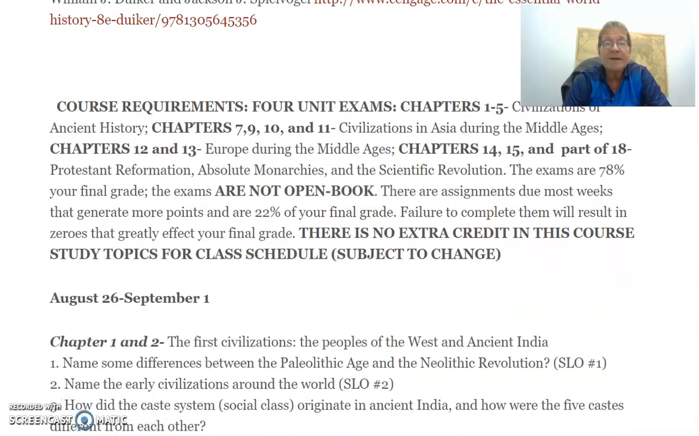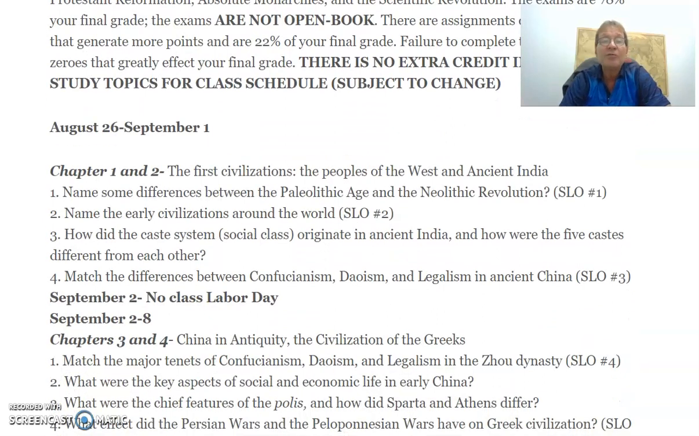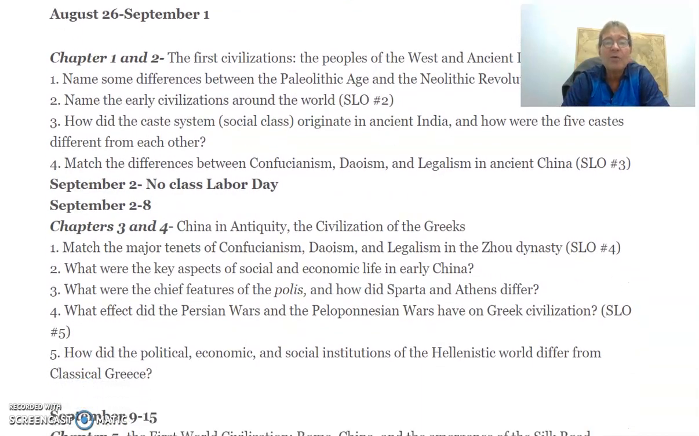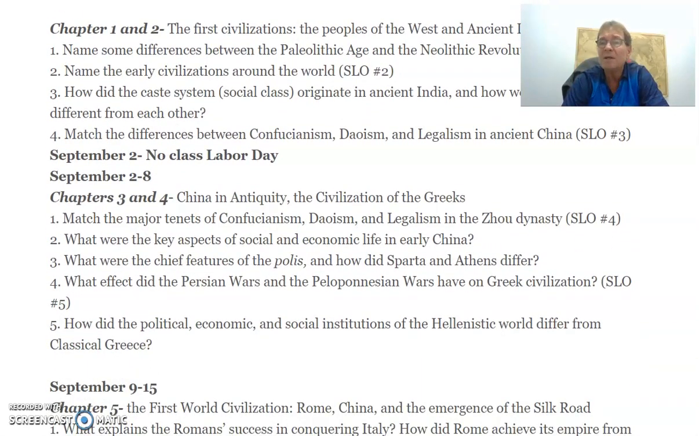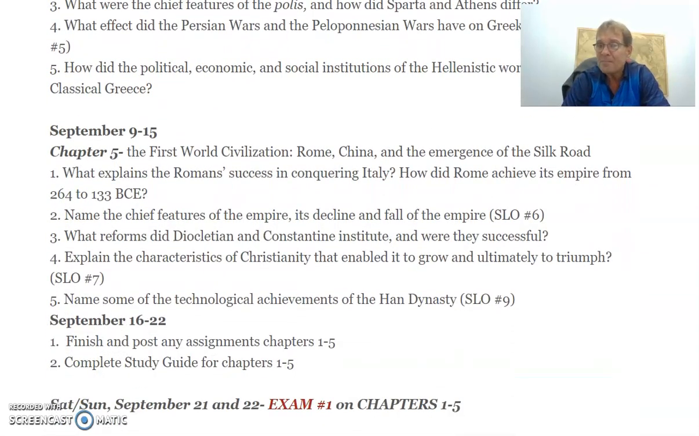And here are the study topics. They're subject to change. Basically, we spend a week on a chapter, except at the beginning. Again, we do 2 chapters in the first 2 weeks, and then we slow down. We do the first civilizations, the peoples of the West and ancient India. And then the following week, we do China and antiquity and the Greek civilization. Then we do Rome and the emergence of the Silk Road.